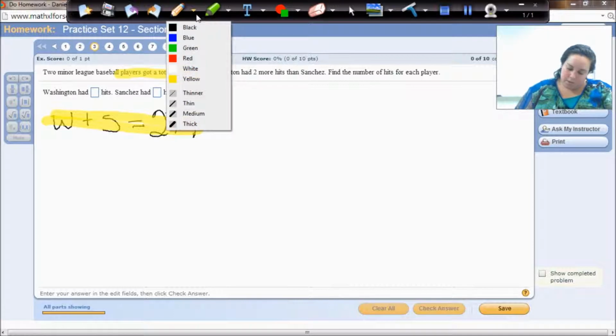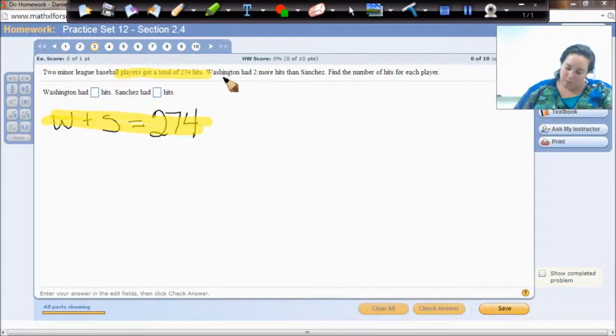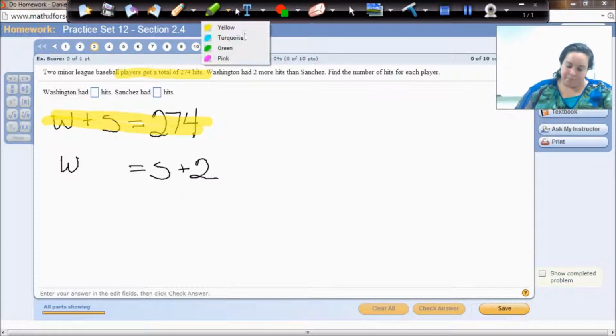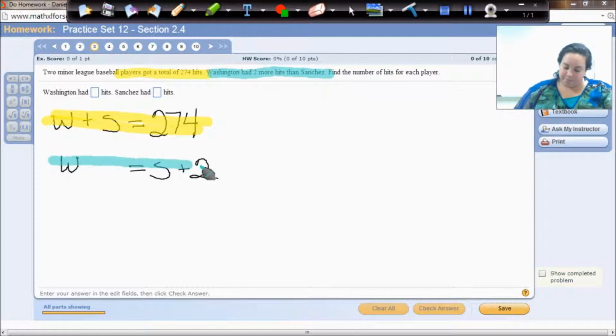Also, we know that Washington had 2 more hits than Sanchez. So does the number of hits of Washington equal Sanchez? No, Washington had 2 more hits. So which one is a bigger number? Washington's hits. He had 2 more. So we need to add 2 to the number of Sanchez so that they're equal. Okay, good. So Washington had 2 more hits than Sanchez. So that's where this equation came from.